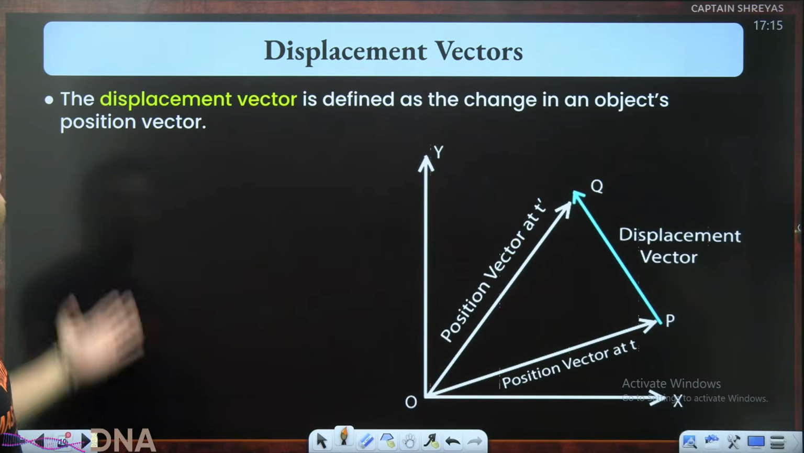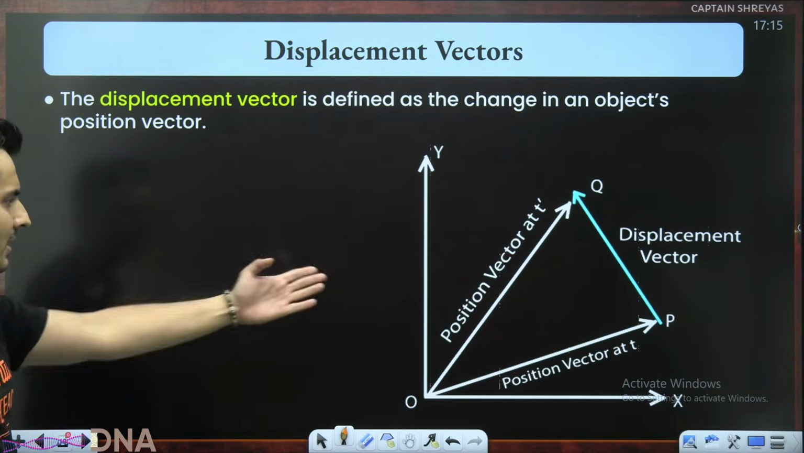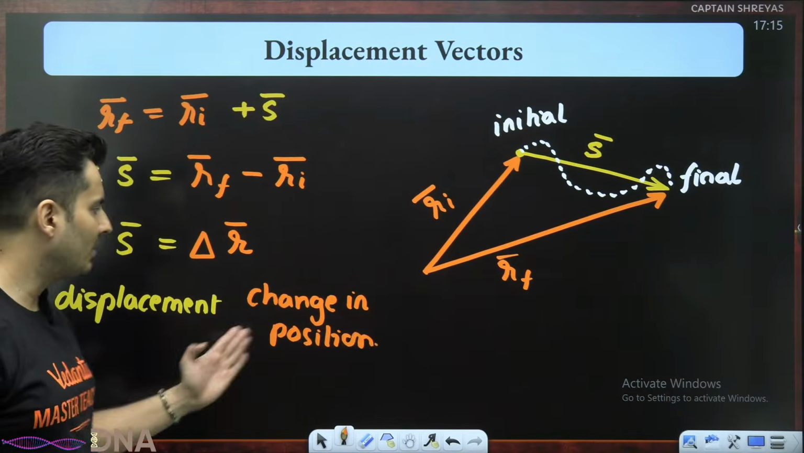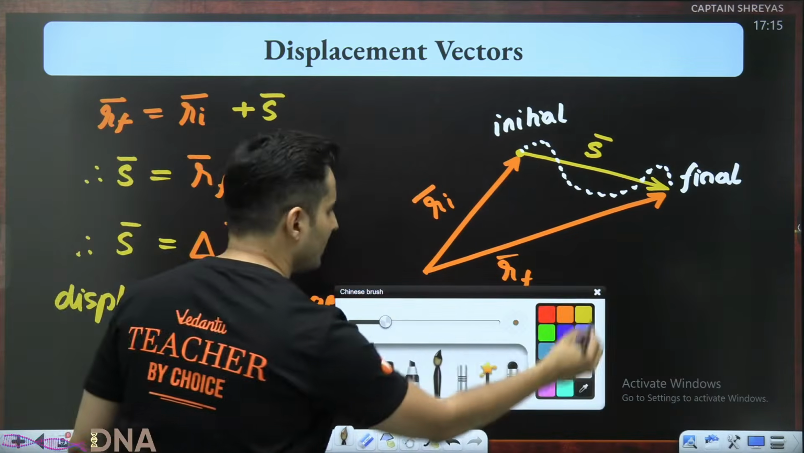I can make a simple question out of this. It's the same thing which has been written over here. Okay, displacement is nothing but delta R, which is the change in the position.